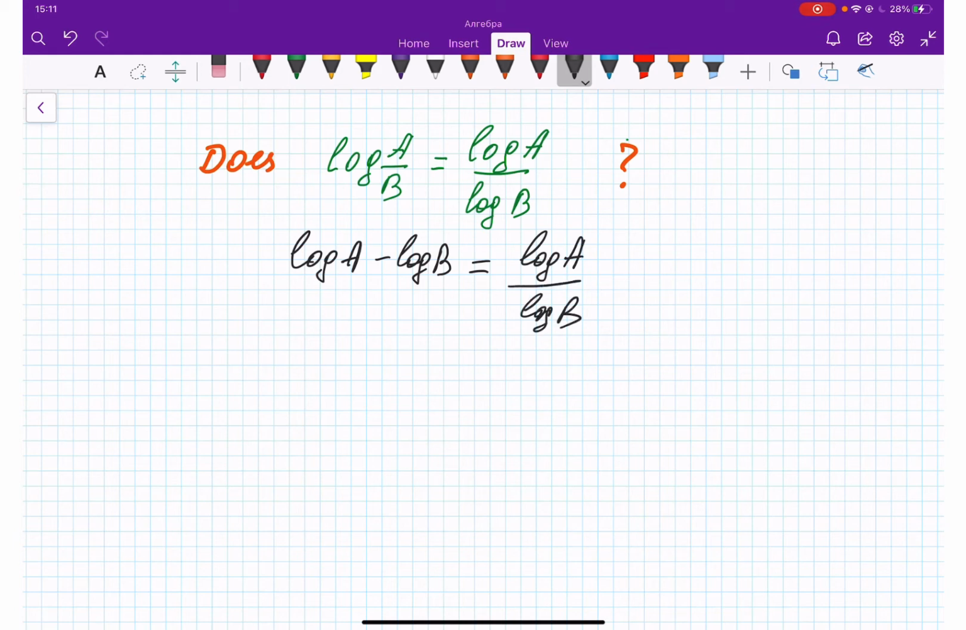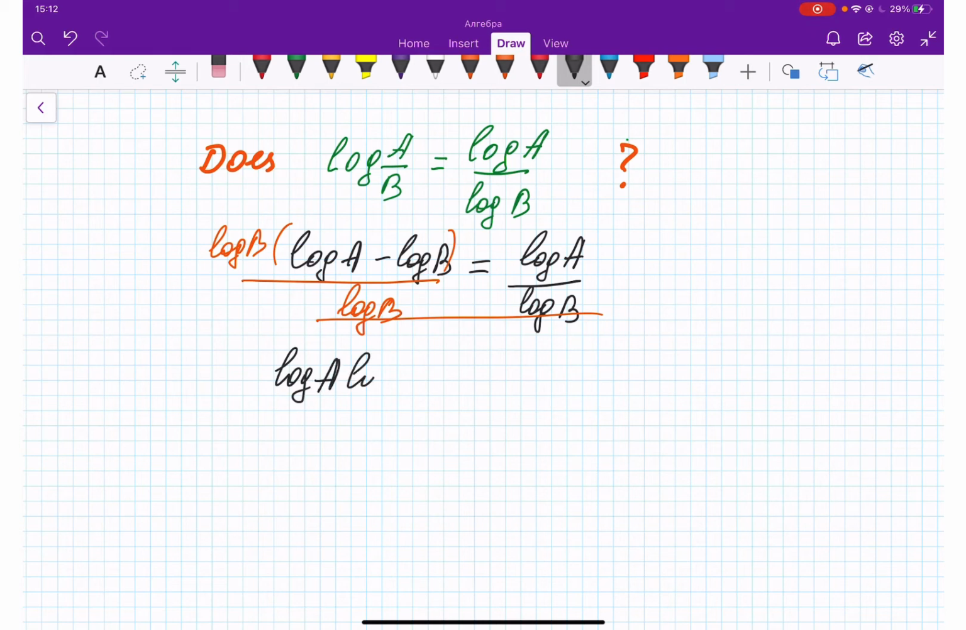Since the common denominator is log b, I'm going to multiply and divide the left side by log b, and drop the denominator, obviously. As a result, we are getting log a log b minus logarithm square b. Pay attention, not logarithm b squared, but logarithm square b, two different things. And that is equal to log a.